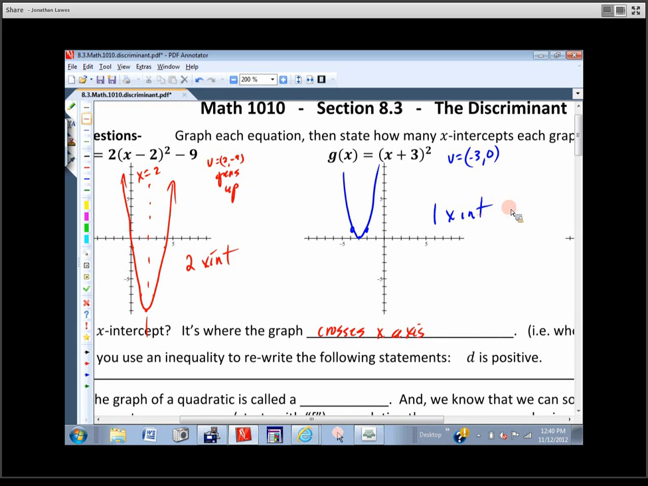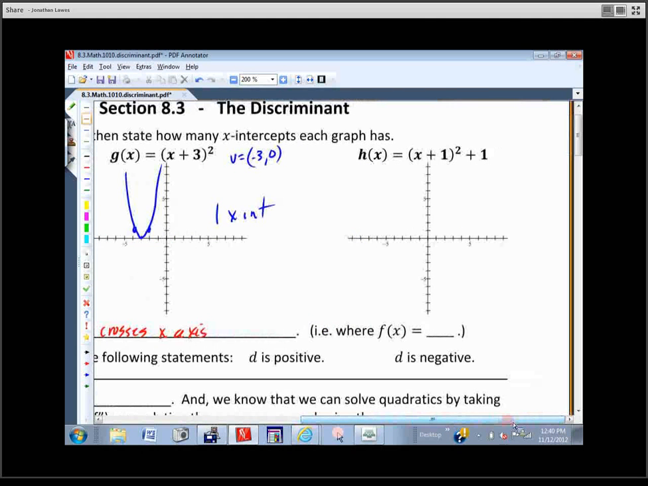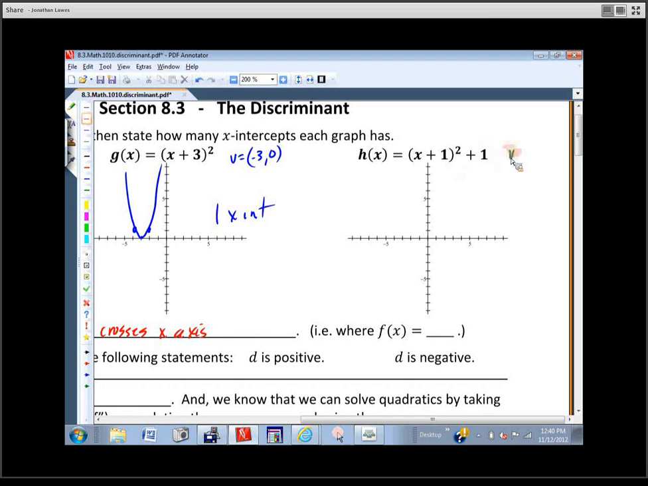Okay? And if we look at this last one, this one opens up and its vertex is at, let's see, it makes it 1 unit sooner, so that would be at -1, and it moves it up 1. So we're right here, and if we were to graph and label a couple of points, those would probably be pretty easy ones to get. How many x-intercepts? No x-intercepts, okay? Because it starts off above the x-axis and then it continues to go up, so it never touches the x-axis.